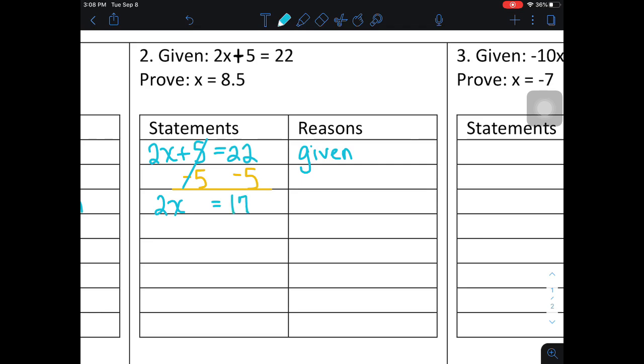All right, how did we get to this step? We had to subtract 5. That is the subtraction property of equality, one of the ones we saw above.